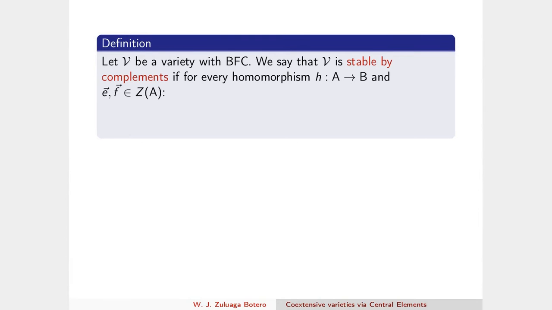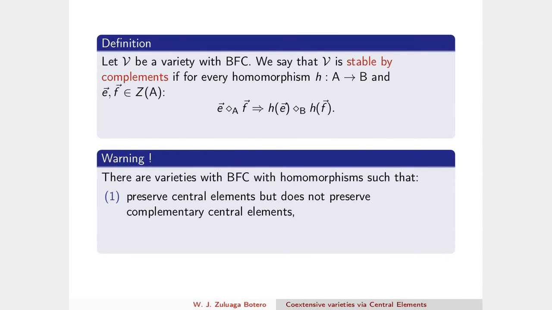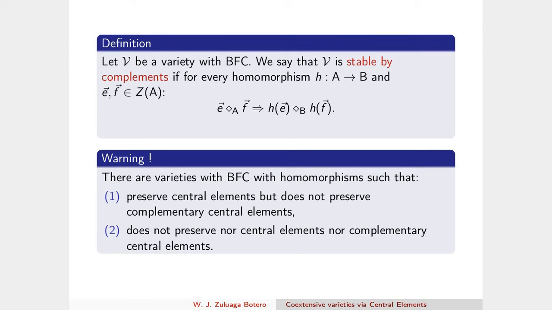So if we have a variety with VFC, then we say that the variety is stable by complements if every homomorphism preserves the relation of being complementary central elements. It is important to recall that there are varieties with VFC with homomorphisms that preserve central elements but do not preserve complementary central elements, and even there are varieties with VFC such that their homomorphisms preserve neither central elements nor complementary central elements.